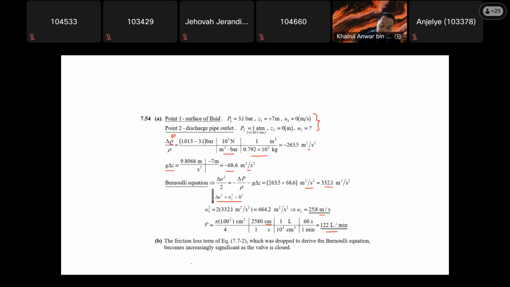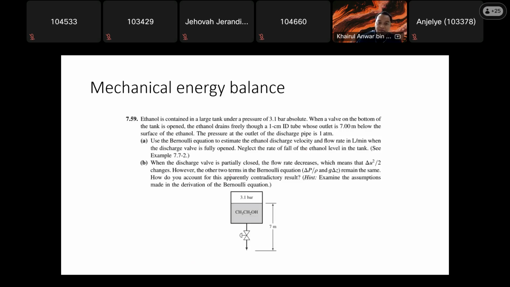When the discharge valve is partially closed, the flow rate decreases, which means that the velocity changes. However, the other two terms continue to remain the same.